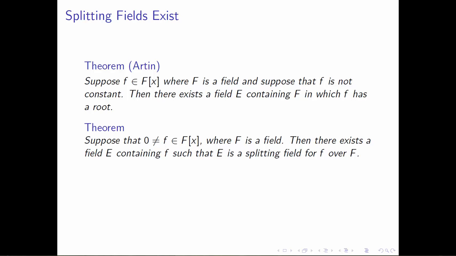Similarly, there's another theorem that we're going to want to know from this chapter, which is if you take a non-constant polynomial, or not the zero polynomial, f in F adjoined x for F a field, then there exists a field E containing F, where E is a splitting field for f over F. Sorry, the theorem by Artin says that f has a root in some sort of field, and then the theorem that I want us to know is, in fact, it has a splitting field.